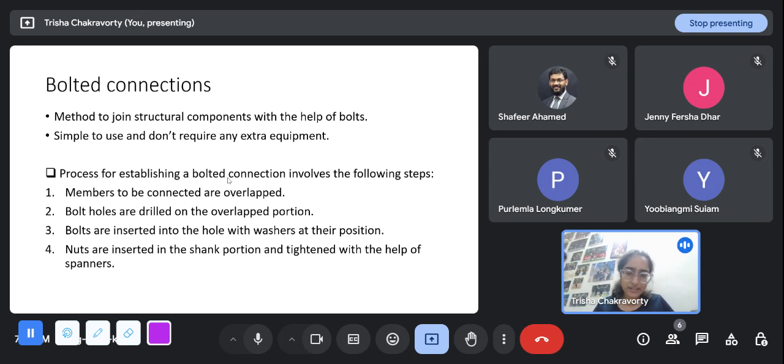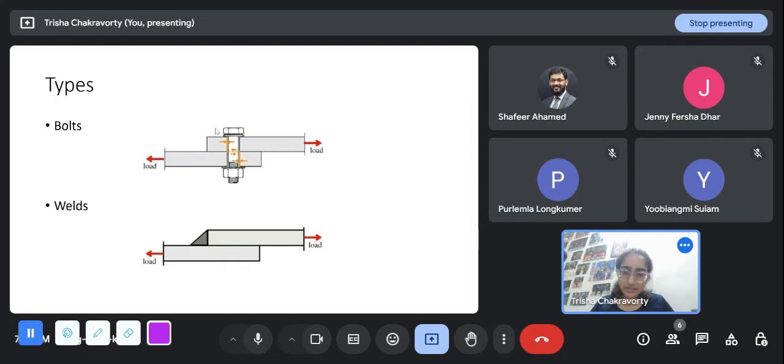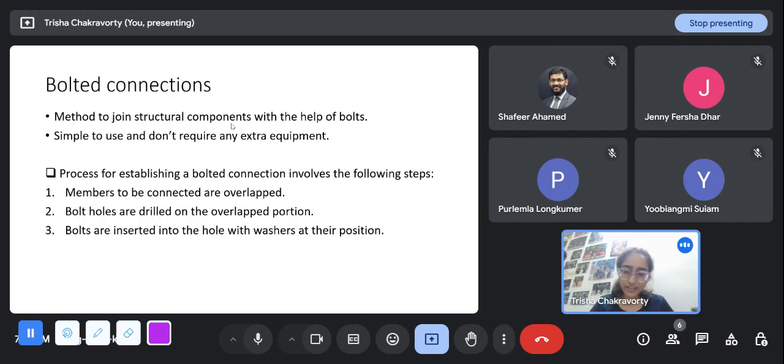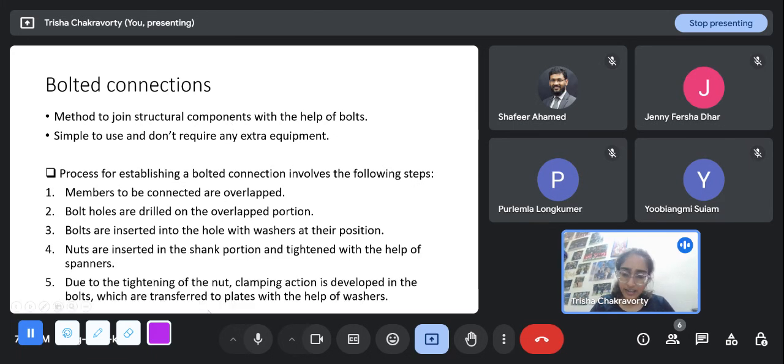So the nut is this part. See, this is the bolt. This is the bolt head, and this is the nut, and this thin thing is the washer. So you put the washer, then you put this nut, which is also a concentric ring thing, and then you tighten it. You screw it in, I think in the clockwise direction, and it gets tightened. Tightening is very important in a bolt to get the exact strength that we want. Due to the tightening of the nut, clamping action is developed in the bolts, which is transferred to the plates with the help of the washer. So the tightening creates a sort of tension-compression pair that develops compression between the plates and keeps them together.